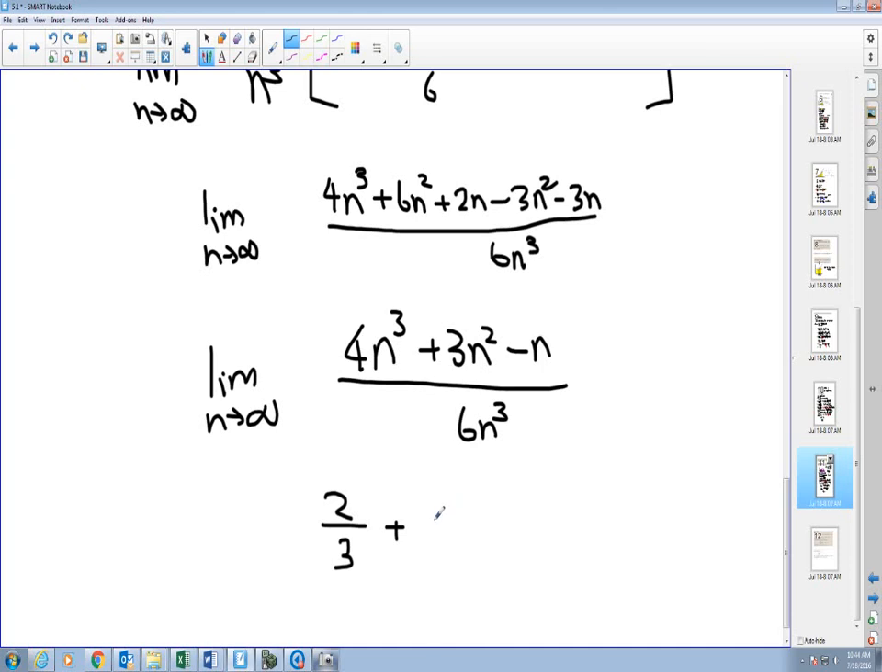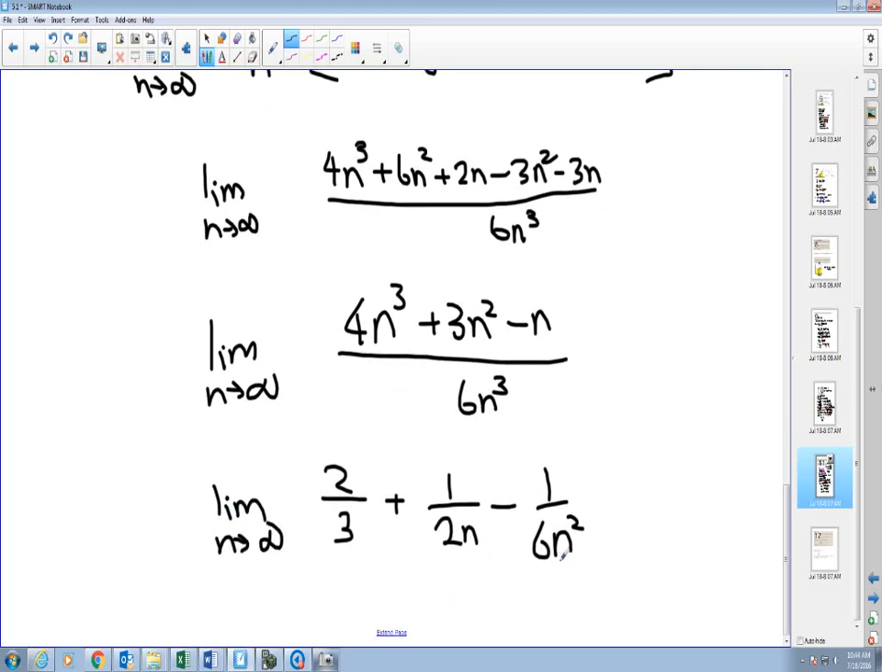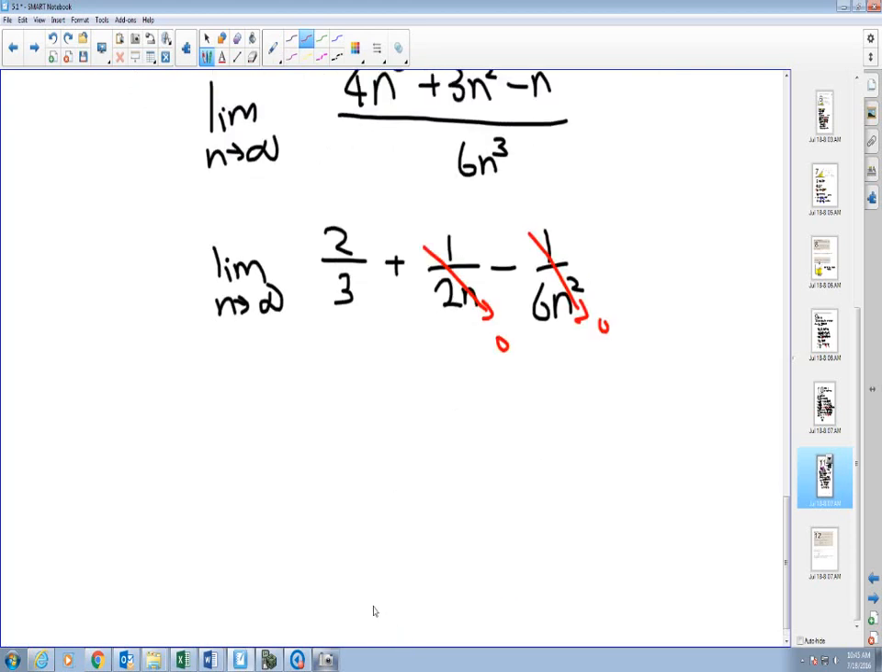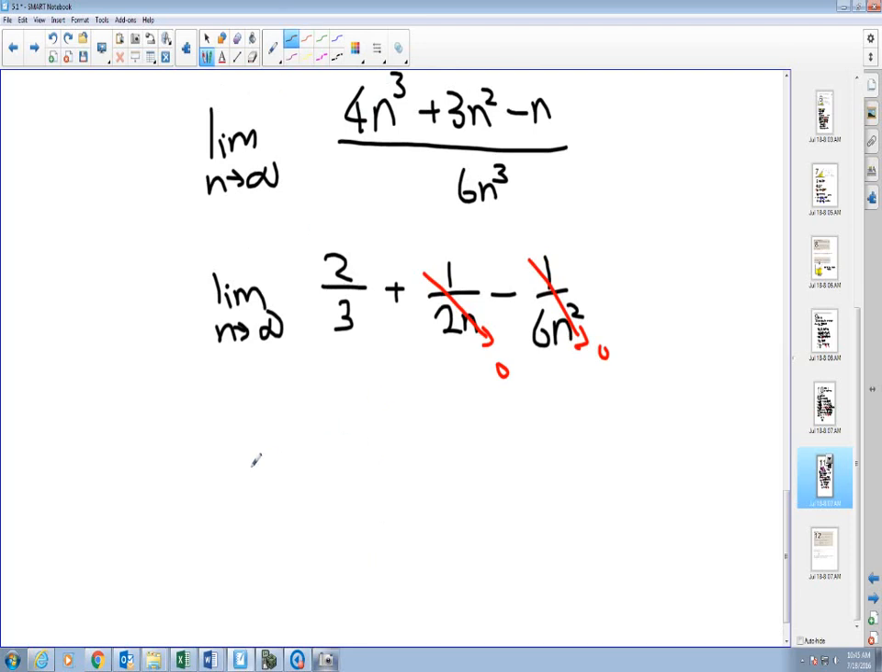Plus, this is going to be 1 over 2n, and this is going to be minus 1 over 6n squared. So if I take the limit as n goes to infinity, these two terms will go to 0. So my area under the curve will be 2 thirds. There you go.